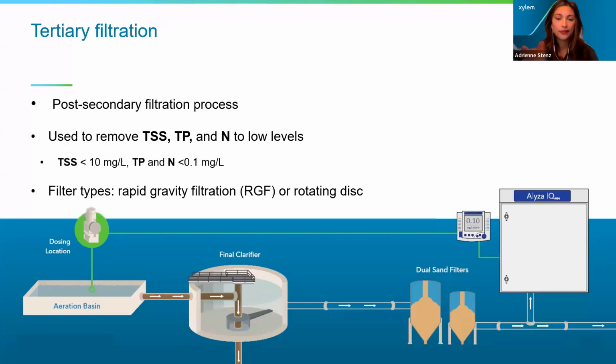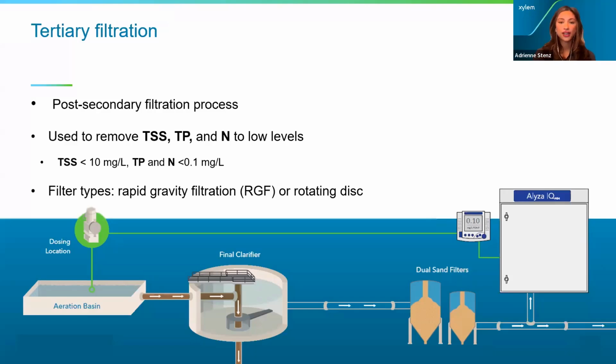Tertiary filtration comes after secondary clarification, and it works by physically removing remaining solids, including any particulate phosphorus and any flocs that didn't settle out in a clarifier. There's a couple of filtration types used in wastewater. One is a rapid gravity filter.